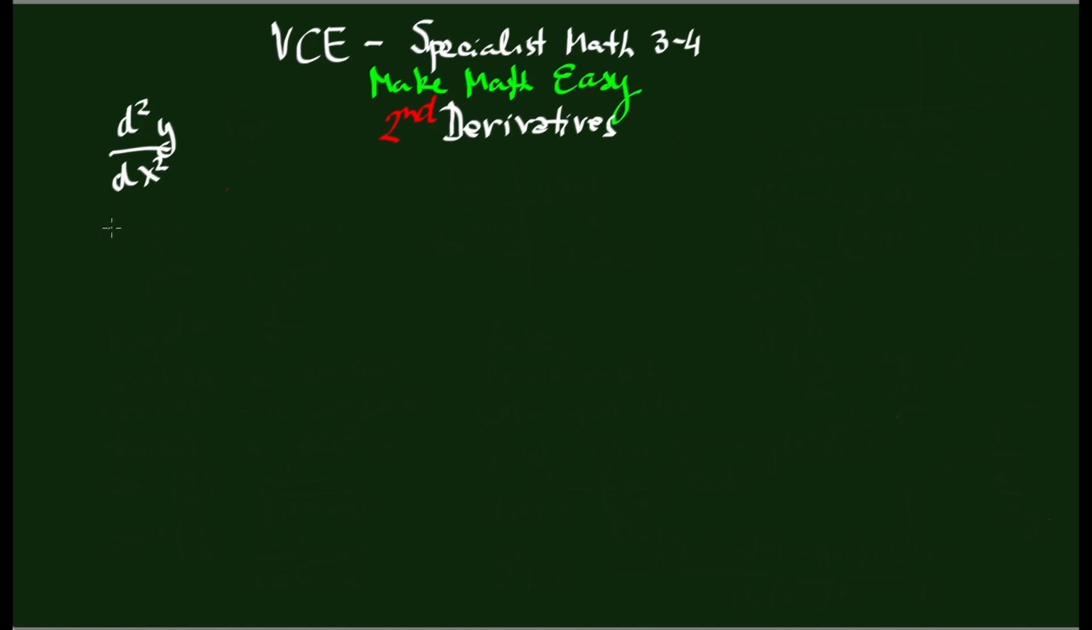What do they represent? They represent concavity of the original curve. So if the second derivative is greater than 0, we have the original function concave up. If the second derivative is less than 0, we have the function that is concave down. So let's do a table to summarize our first and second derivatives.